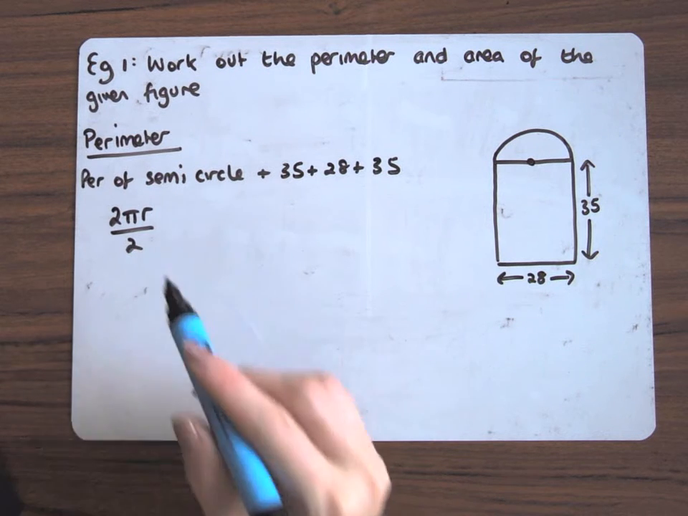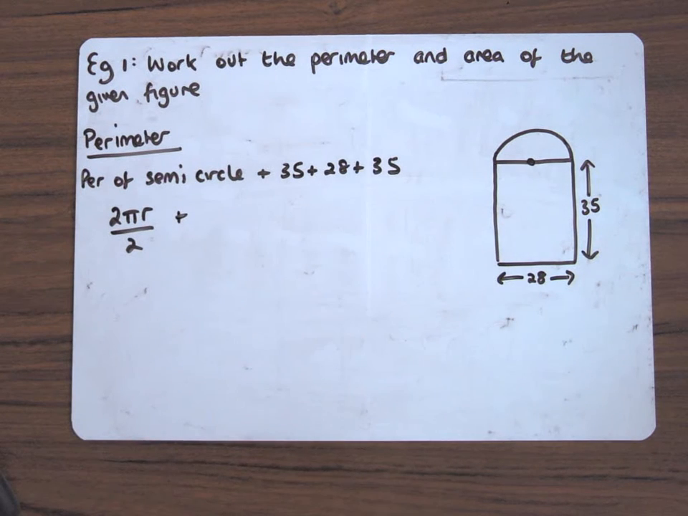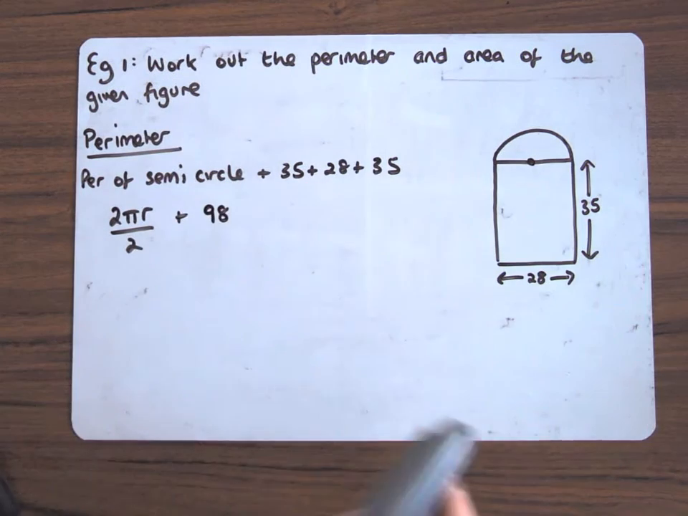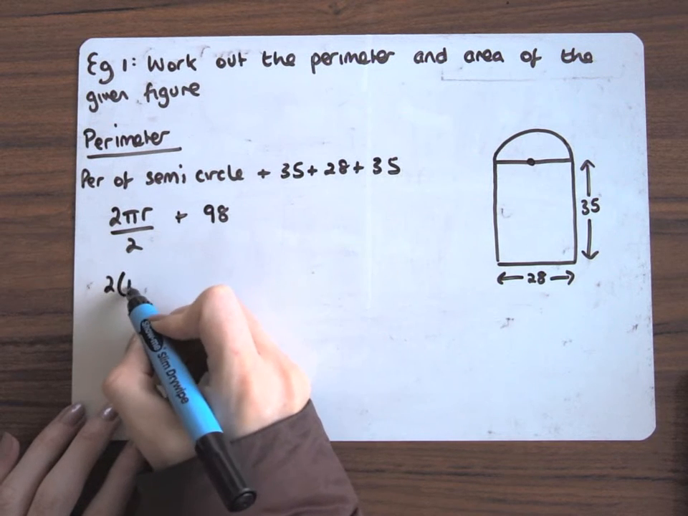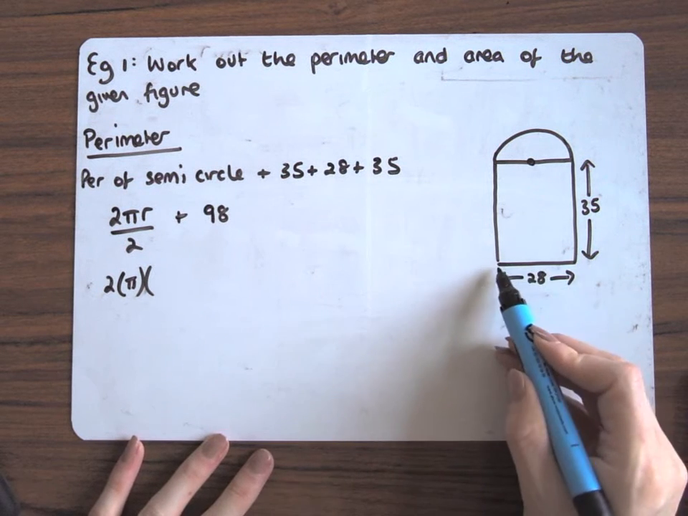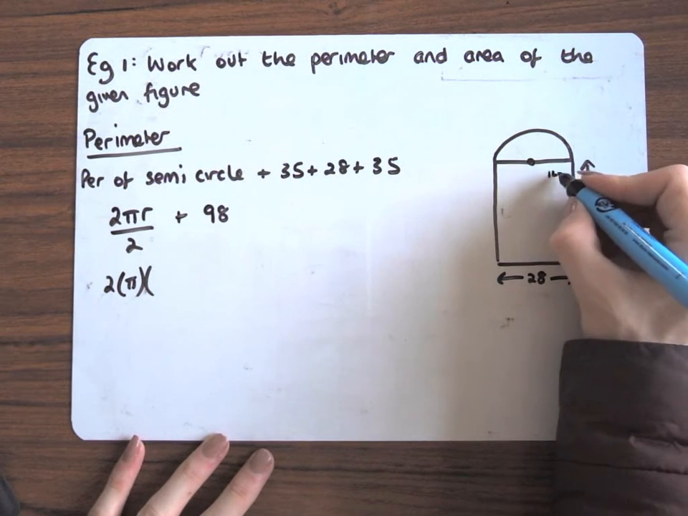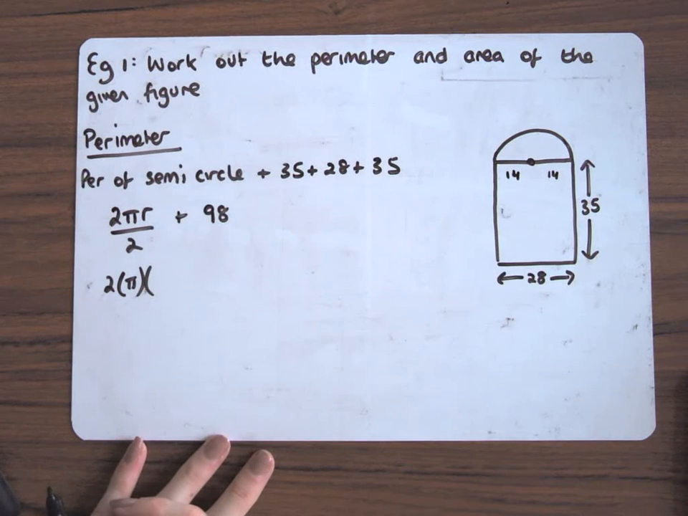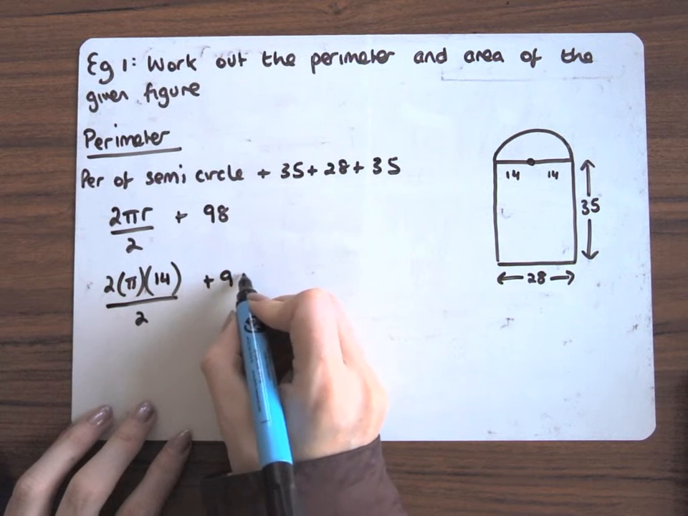Okay, so 2 pi r over 2 plus whatever this is, 35 plus 35 plus 28, which is 98. Okay, and now let's fill in. What's r? 14. How did you know? Yeah, so look, this is 28 here, girls. So that means that's 28 there. And if that's 28 there, it must be 14 here and 14 here. Okay? So 2 pi r over 2 plus 98.